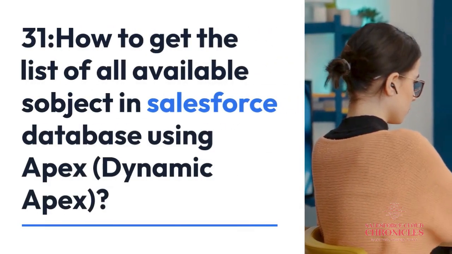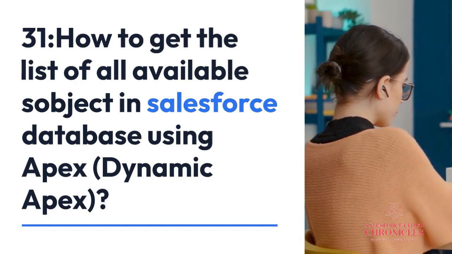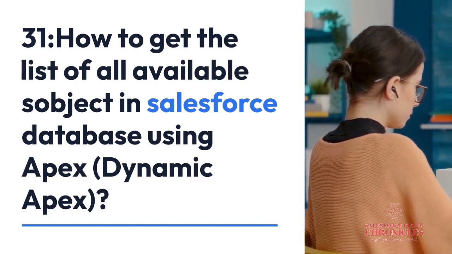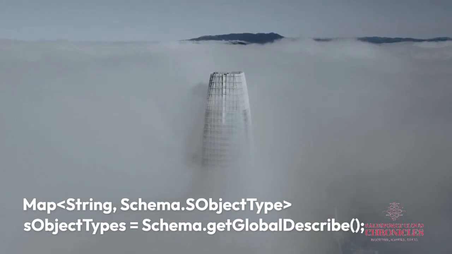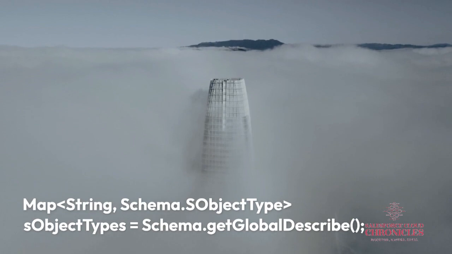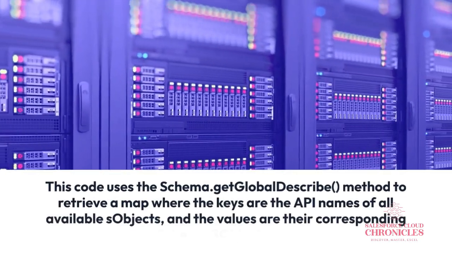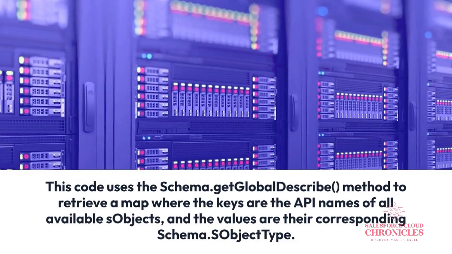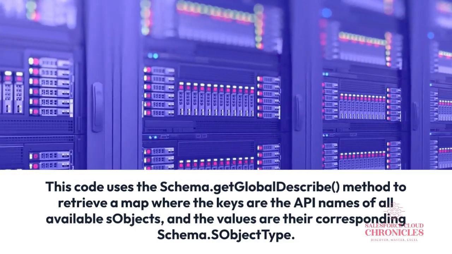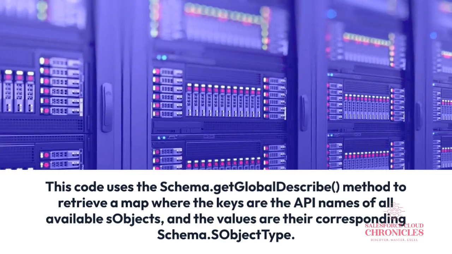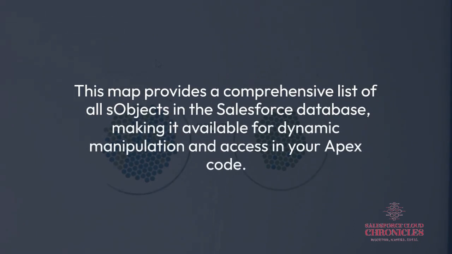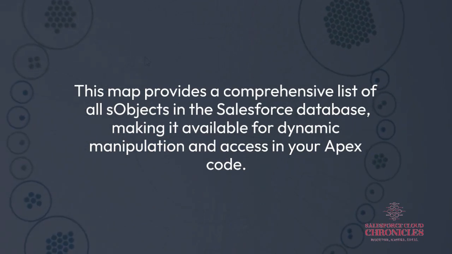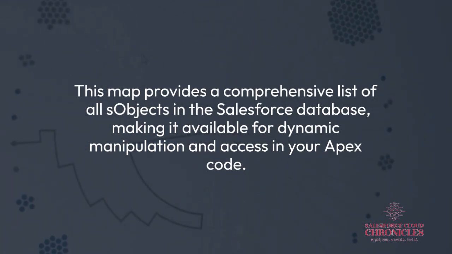Question 31. How to get the list of all available objects in the Salesforce database using Apex, Dynamic Apex. Map<String, Schema.SObjectType> sObjectTypes = Schema.getGlobalDescribe(). This code uses the Schema.getGlobalDescribe method to retrieve a map where the keys are the API names of all available SObjects, and the values are their corresponding Schema.SObjectType. This map provides a comprehensive list of all SObjects in the Salesforce database, making it available for dynamic manipulation and access in your Apex code.